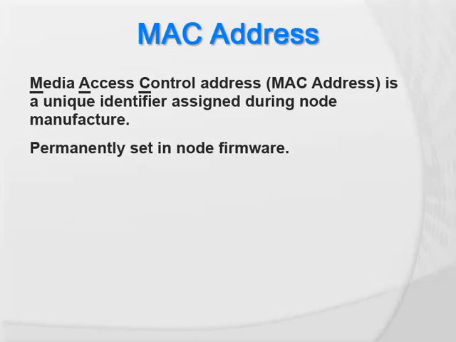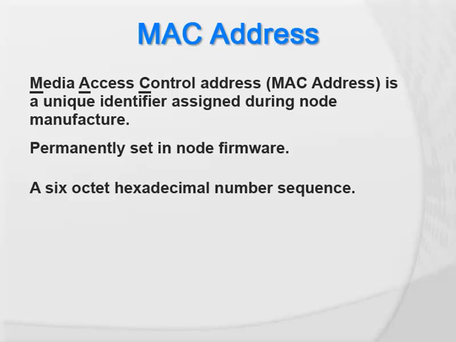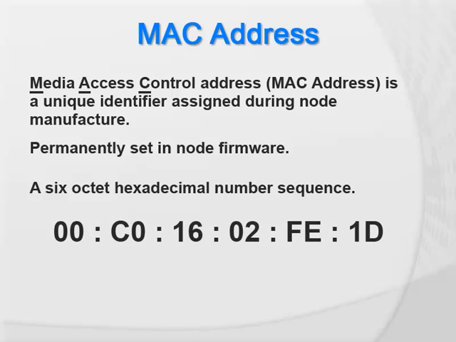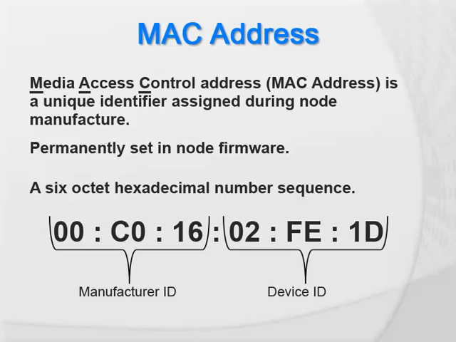The address is a 6-octet hexadecimal number sequence, with the first 3 octets being assigned as a manufacturer's ID number, and the last 3 octets being left to the manufacturer to use as they wish. Now, here at ETC, we were assigned a manufacturer ID number of 00C016 by the IEEE. We used the last 3 octets to individually identify each of the network products that we manufacture.